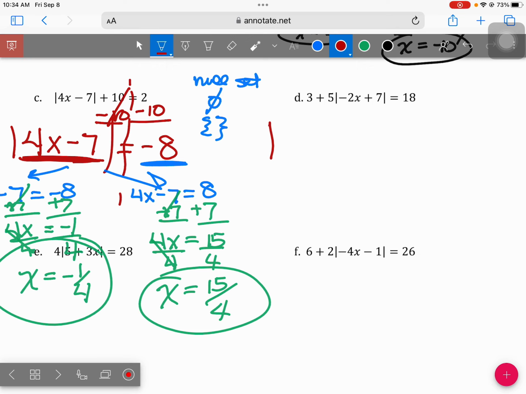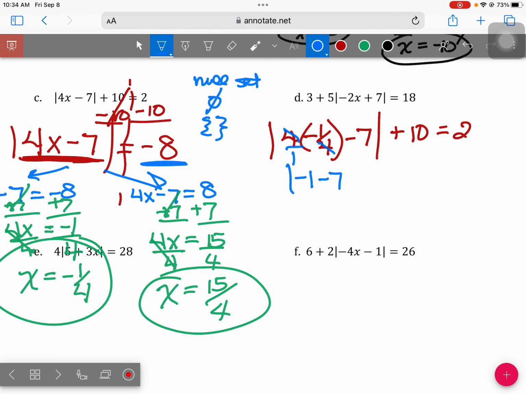So when you substitute in for x and put negative 1/4 in place of x, is that equal to 2? Well, you're multiplying. 4 times negative 1/4, the 4's cancel out. You get negative 1 minus 7, which is negative 8. How far away is negative 8 from 0? 8. So 8 plus 10 is equal to 2. 18 is equal to 2. It is not.